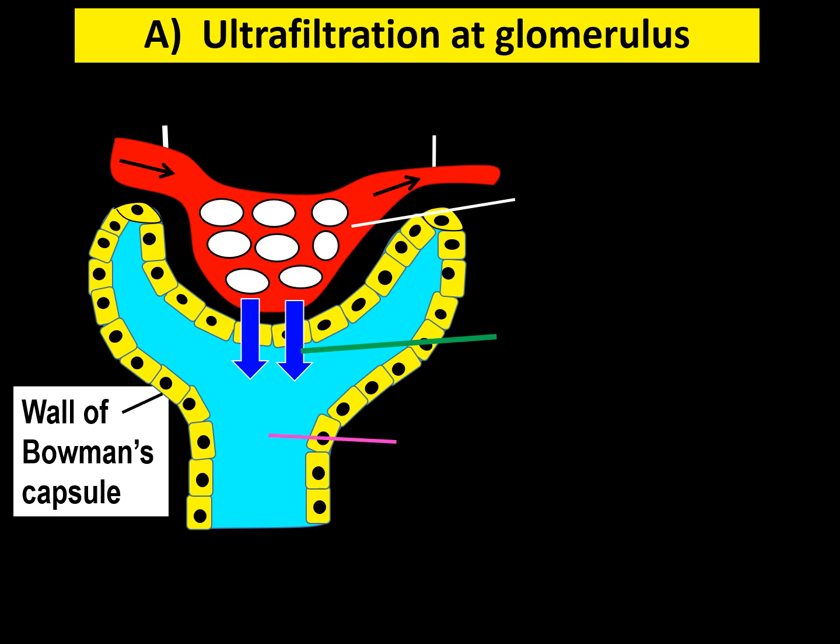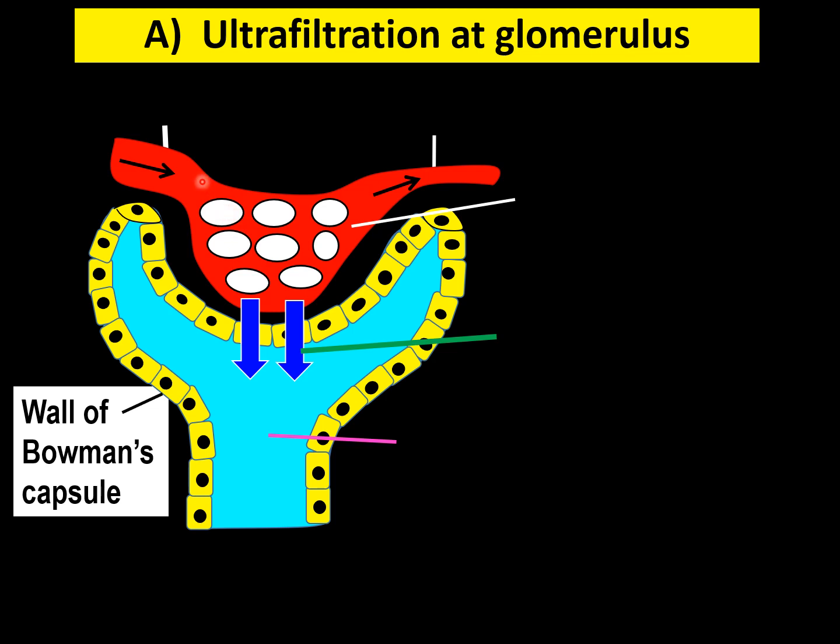Now the first process that's involved in the formation of urine is called ultrafiltration. Ultrafiltration occurs at the glomerulus. Now, what is the adaptation of the blood vessels for ultrafiltration to occur? Looking at this picture, the center part here is the glomerulus, which is a cluster or a mass of blood capillaries in the cavity above the Bowman's capsule.